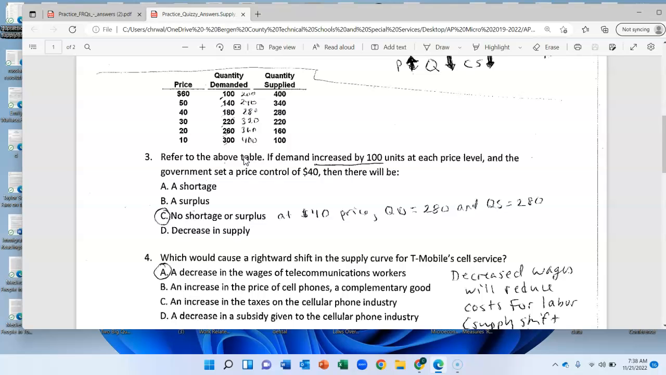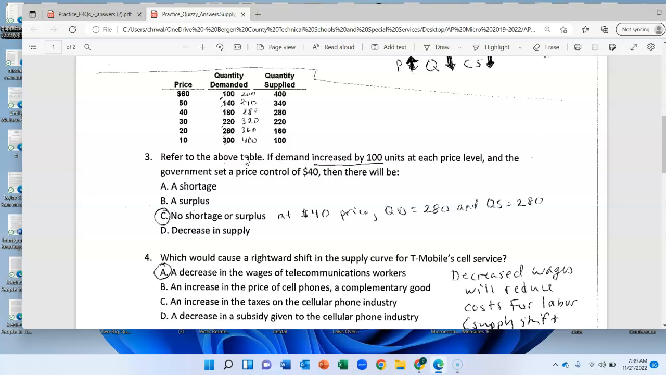So we only see in this case one equilibrium price. Okay. So before the price increase, right? If I'm looking at this and I wanted to see what the equilibrium price would be, it would be $30, because the quantity demanded at $30 is 220. The quantity supplied is 220. Once we are given this question and demand increases by 100 units, I'm just doing simple addition to say, at the price of 60, instead of 100, now I have 200. At the price of 50, instead of 140, now I have 240. So I've added 100 units to every single quantity demanded. And we are also imagining a price control of $40.